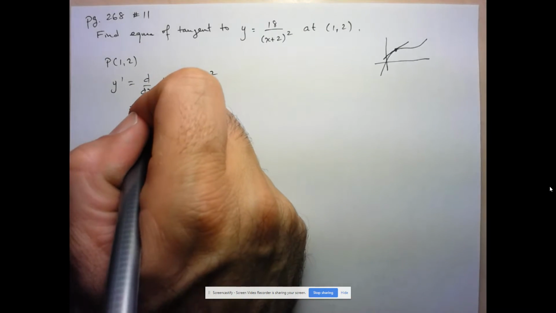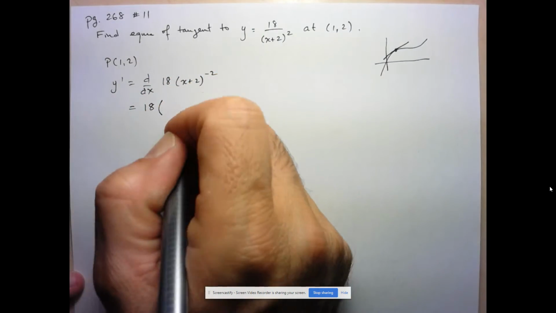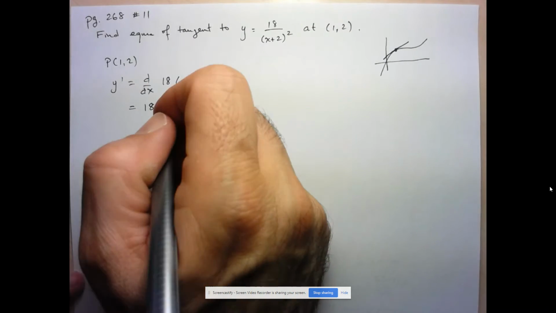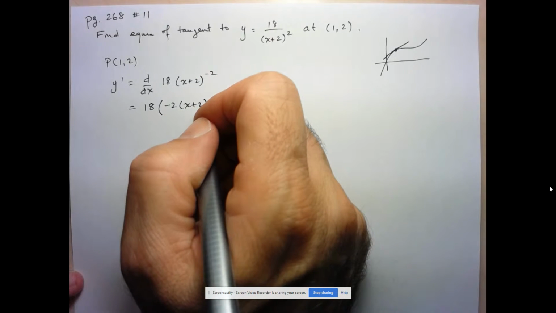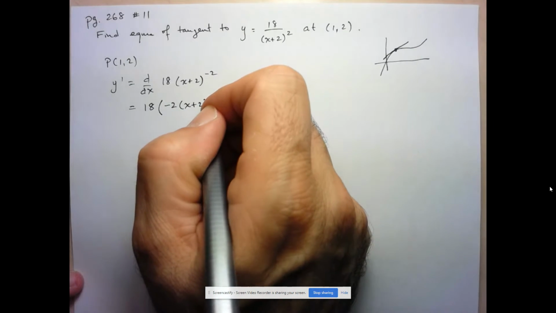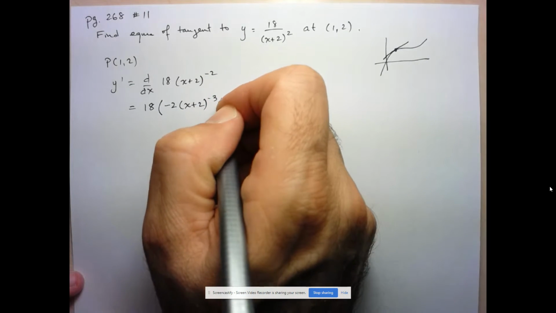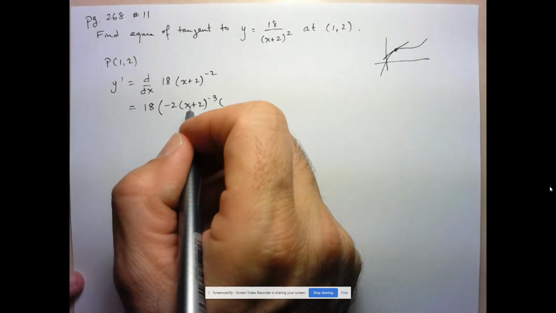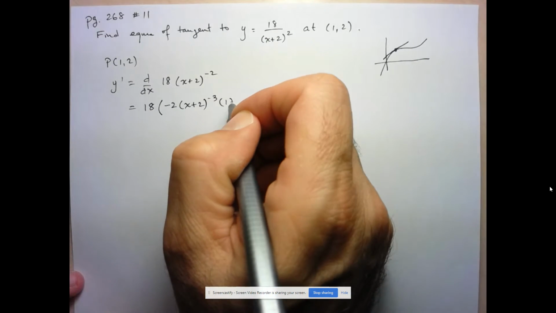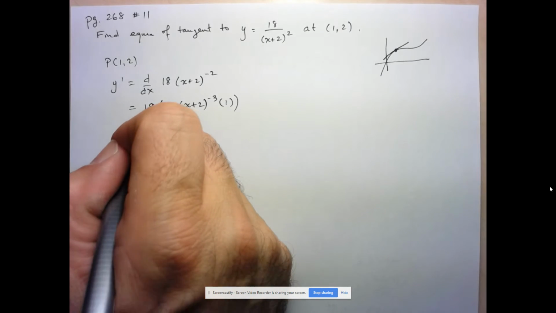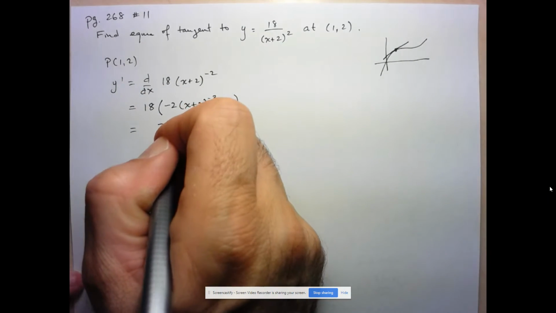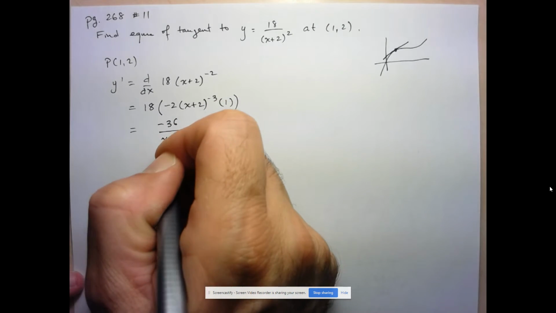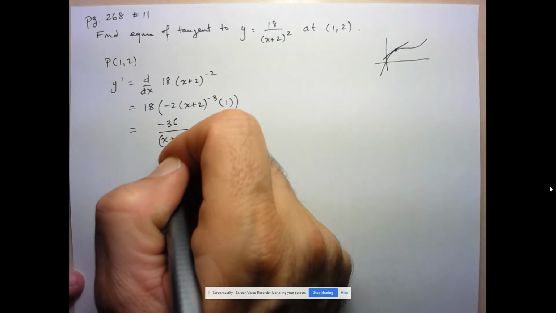All right, so 18 is just a constant. So the derivative of this, of course, is negative 2 times (x + 2), and the exponent goes down by 1, so negative 3, times the derivative of x + 2, and of course, the derivative of x + 2 is just 1. So nice and easy. Let's clean this up a bit. So we've got negative 36 over (x + 2) cubed.